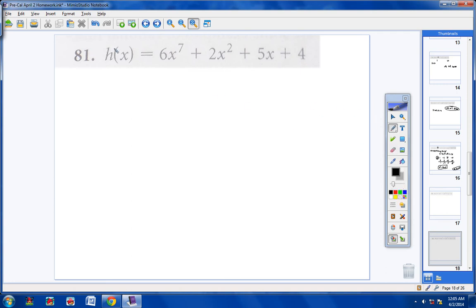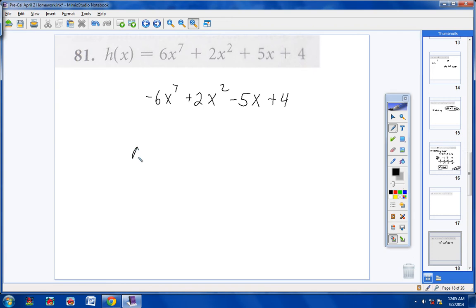Now let's check for negative zeros by putting in a negative x everywhere there's an x. If you put a negative x in, take it to the 7th power, that's a negative x times 6. That's a negative 6x to the 7th. A negative x to the 2nd power is a positive x squared times a positive 2 is a positive 2x squared. If you put a negative x in for x, 5 times negative x is negative 5x. And then positive 4. So we have a sign change here, negative to positive, 1 here from a positive to a negative, and 1 here from a negative to a positive.